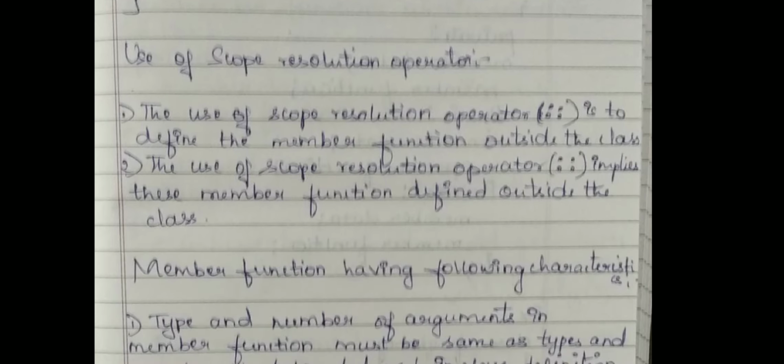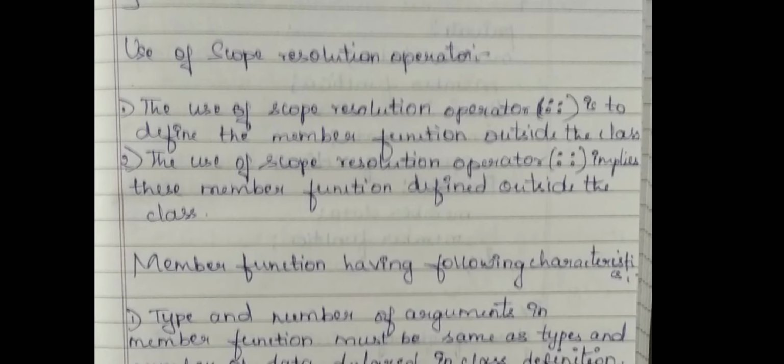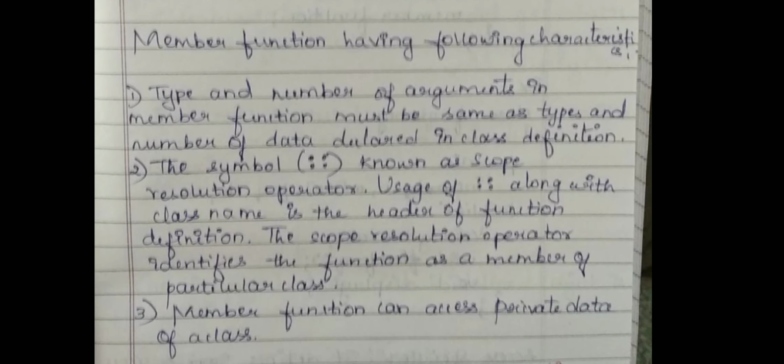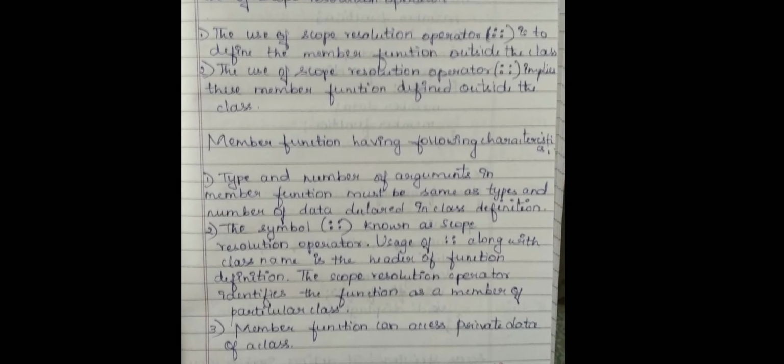Now you need to write down the explanation. Scope resolution operator: because of this operator only, we are able to define the function outside the class. So these are the points which are repeated. Should we skip the points? No, you should write down the points.